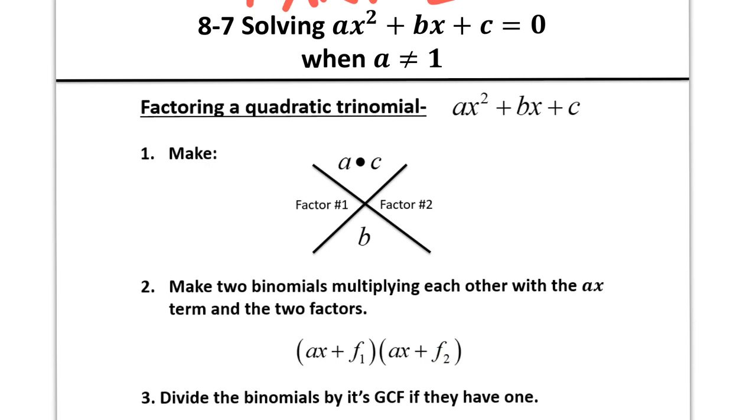Now, very important, step 3. When a is not 1, it's something other than 1, make sure that you divide the binomials by their GCF if they have one, and usually they will have one. When a is not 1, you have to divide by the GCF. So let's go ahead and look at how to solve by factoring and using the zero product property.